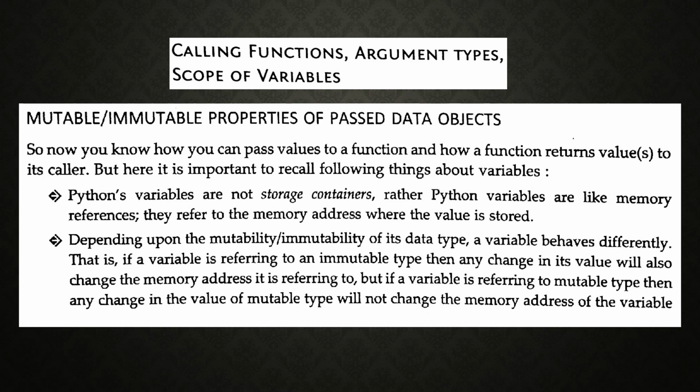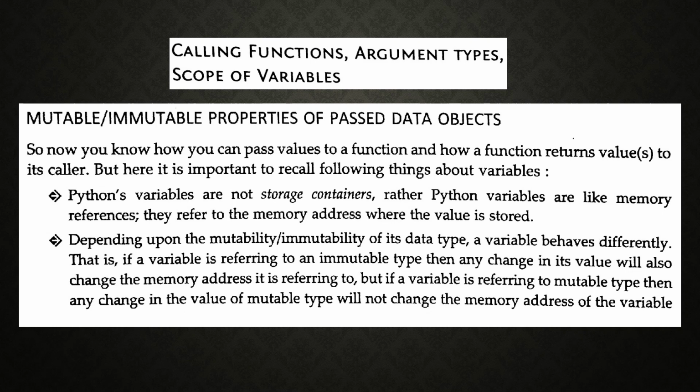In case you are going to store the value 5 in a variable, a equal to 5, it refers to the address of 5. That means where 5 is actually stored. Depending upon the mutability and immutability of its data type, a variable behaves differently.